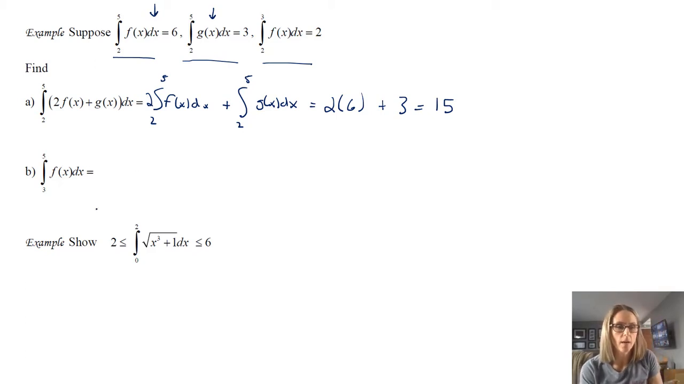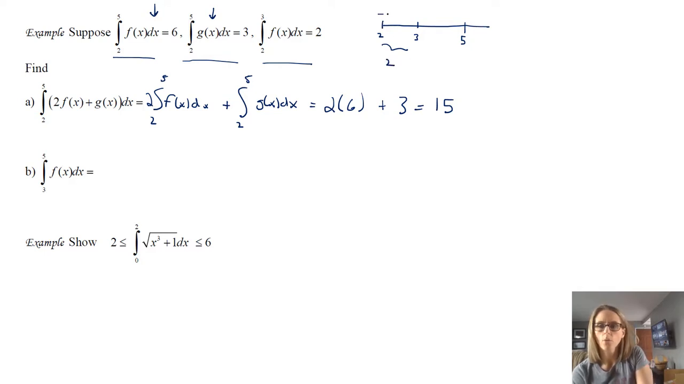For b, we want the integral from 3 to 5 of f of x dx. Now we don't know 3 to 5. We know 2 to 5, and we know 2 to 3. So we're given that the area of the function, whatever it is, under the curve from 2 to 3 is 2, and we know that from 2 to 5, it's 6.